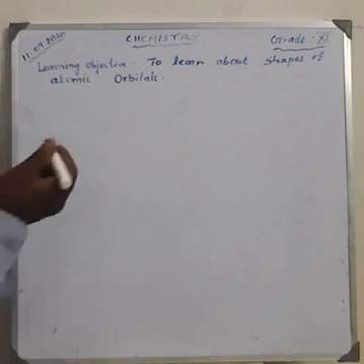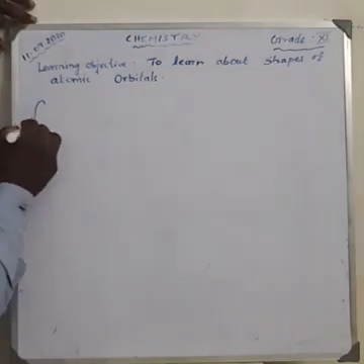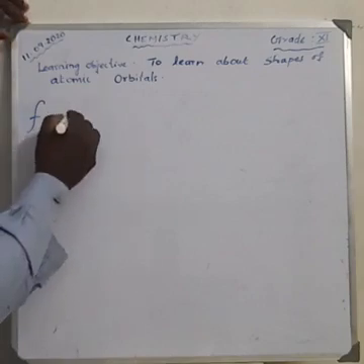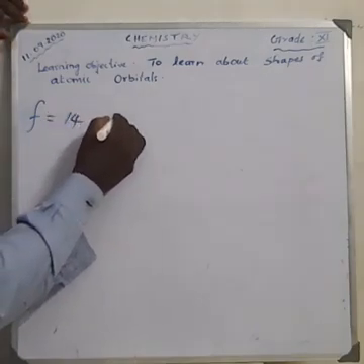Like that, the f subshell. How can you calculate? How can you draw the f subshell? In f we can accommodate 14 electrons. How many electrons? 14 electrons.